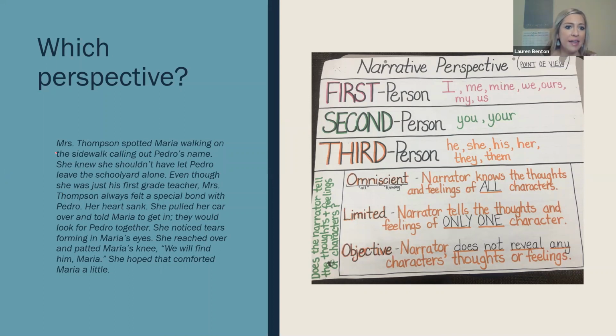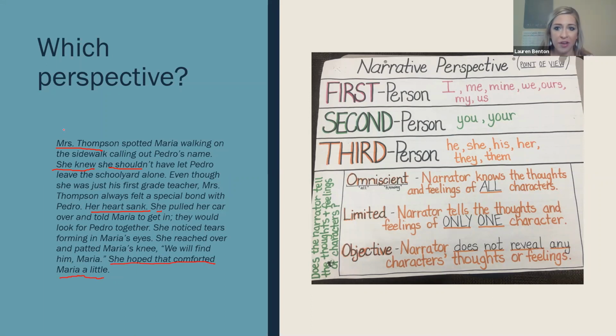All right, here it says, Miss Thompson spotted Maria walking on the sidewalk, calling out Pedro's name. She knew she shouldn't have let Pedro leave the schoolyard alone, even though she was just his first grade teacher. Mrs. Thompson always felt a special bond with Pedro. Her heart sank. She pulled her car over and told Maria to get in. They would look for Pedro together. She noticed tears forming over Maria's eyes. She reached over and patted Maria's knee. We will find him, Maria. She hoped that comforted Maria a little.